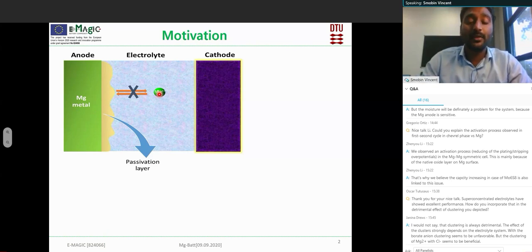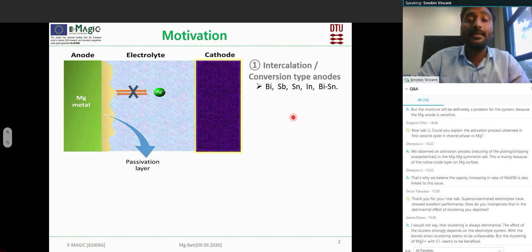And there are two solutions to bypass this problem. The first solution is using intercalation or conversion type anodes. Basically, the normal intercalation anodes use bismuth, antimony, tin or indium. But one of the biggest problems with this type of anode is the volume change associated with it. As well, in order to exploit the energy density of a magnesium battery, we should use magnesium metal in its elemental form. Only then can we completely exploit the magnesium battery in terms of energy density.